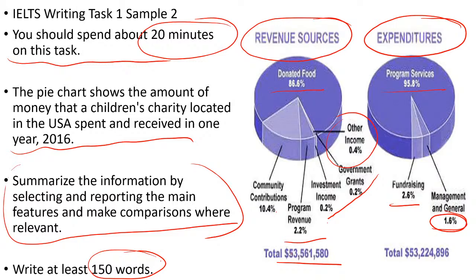So that's 5 crore 35 lakh 6,100. Uh, no, actually I'm wrong over here. So it's 53 crore 56 lakh 1,580. So that's 53 crore 22 lakh 400, sorry, 4,896.